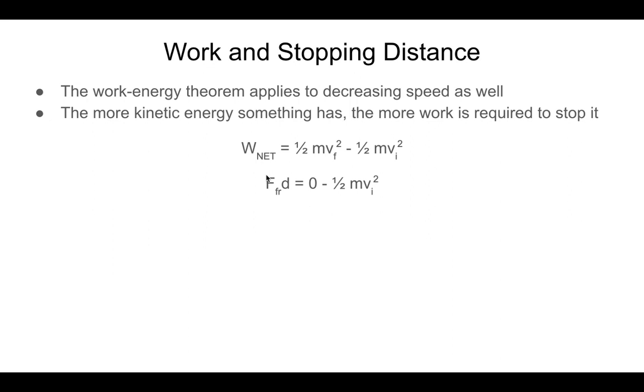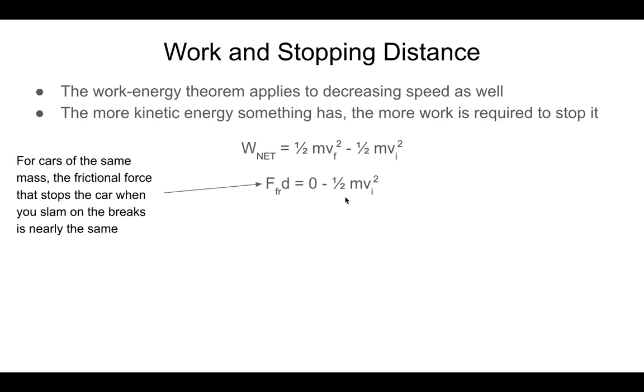Now, if I slam on the brakes in the car, it's the force of friction that's bringing that car to a stop. So I plugged in force of friction times displacement. Now we're looking at this equation right here. For cars of the same mass, the frictional force that stops the car when you slam on the brakes is nearly the same. And then the stopping distance, we can see, is proportional to velocity squared. Our d is proportional to initial velocity squared.